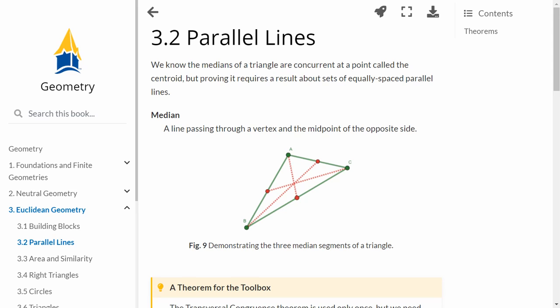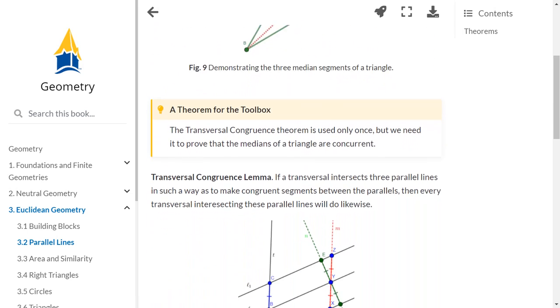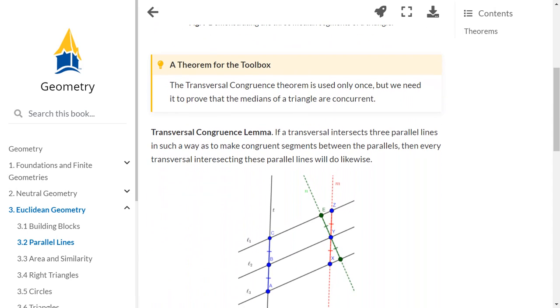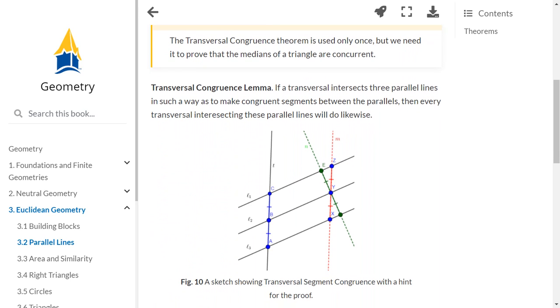We need a few results about parallel lines now that we actually have the parallel postulate. And the first one, and one of the key results in this section, we'll talk about the median, so I define it here. The median is a line drawn through the midpoint of one side through the vertex opposite it, and you see the red dotted lines are the median segments for a triangle.